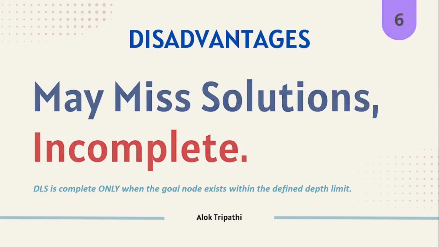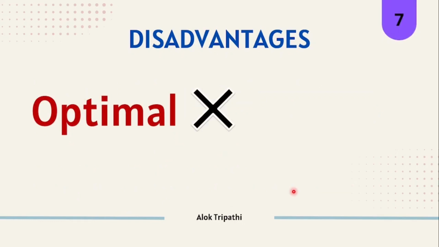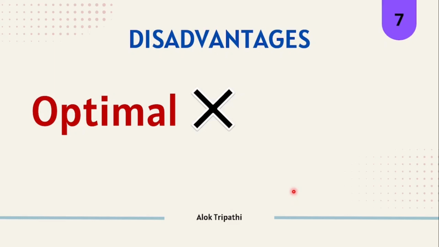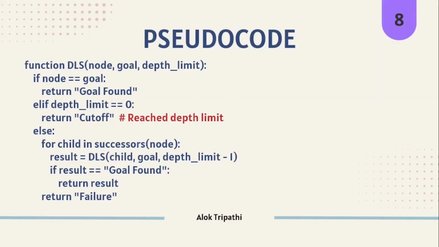Now moving on to the second disadvantage, it is not optimal. Optimality basically refers to whether, if it finds a solution, will it be the cheapest? So the answer is no. So that's why DLS is not an optimal search algorithm.